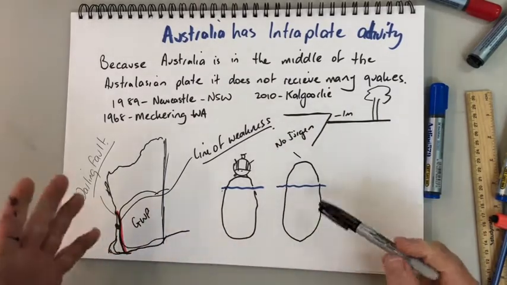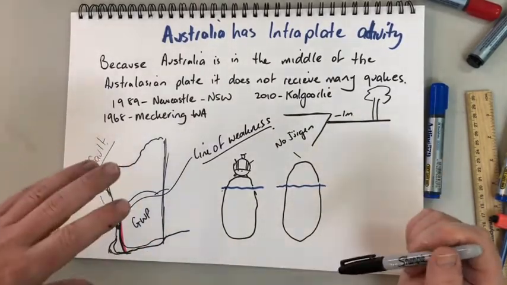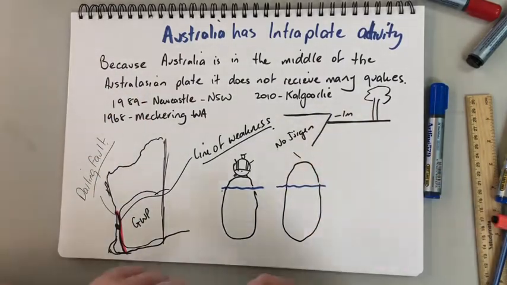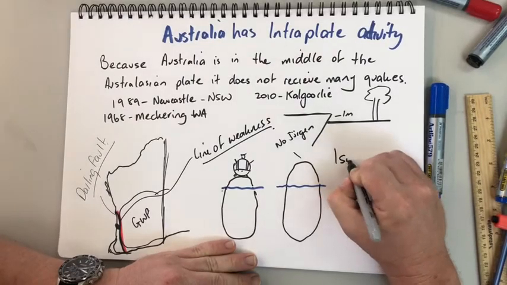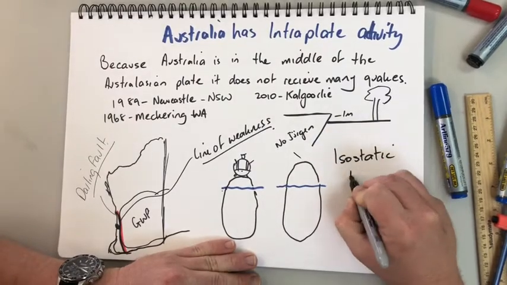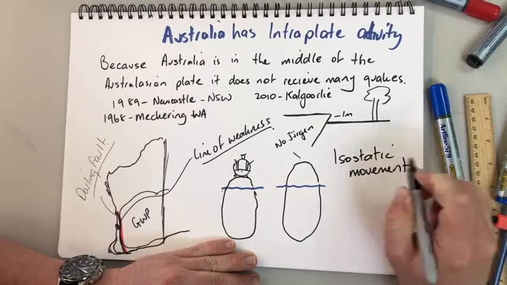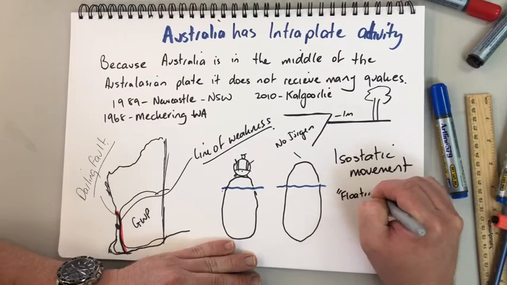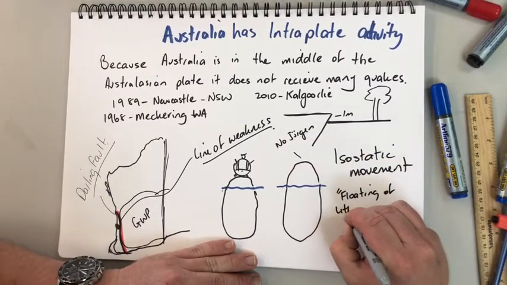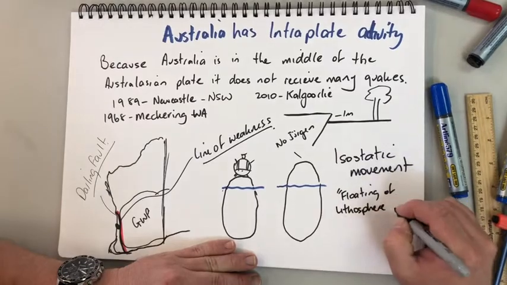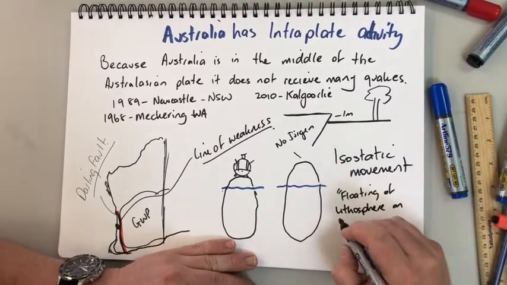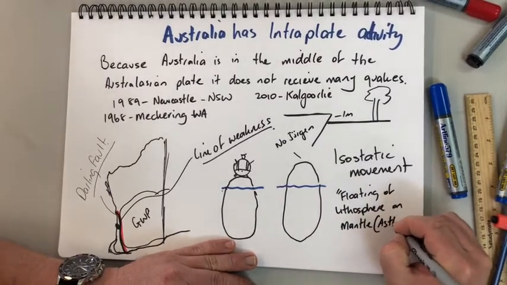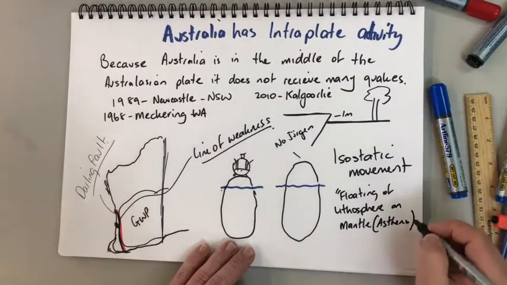So the reason is because the Earth itself, or the lithosphere itself, will move up and down on top of the asthenosphere, and this is called isostatic movement. So it's, I guess you could say, floating lithosphere on, let's call it, the mantle, or the asthenosphere.